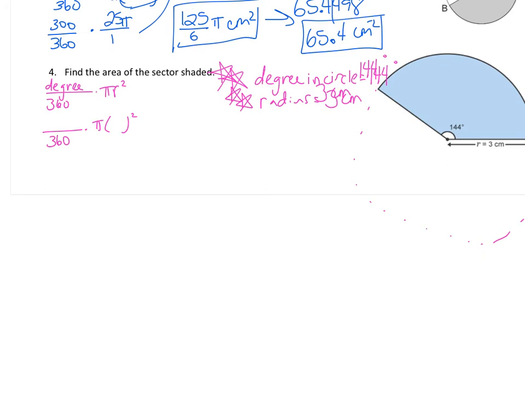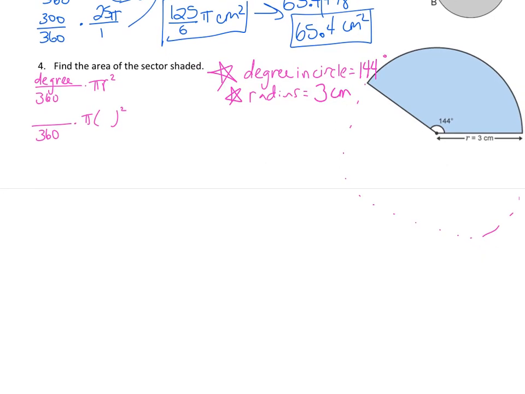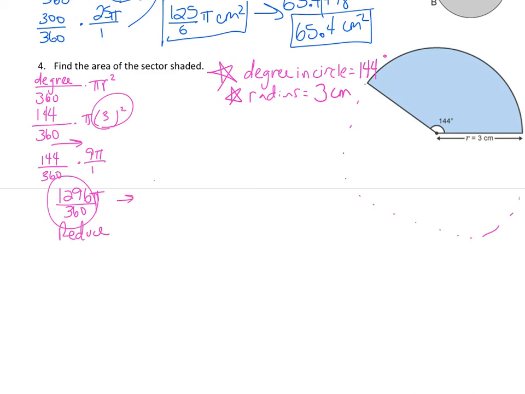When we start filling in our missing pieces, we know that the degree goes on top, so it would be 144. The radius then is our 3. When we simplify this, we get a 9 pi, and then we can put that over 1 again. We copy over 144 over 360. Remember, we're going straight across, so 144 times 9 would be 1,296 pi all over 360, and we reduce our numbers, and that gives us 18 over 5 pi, and that would be centimeters squared since we're finding area.